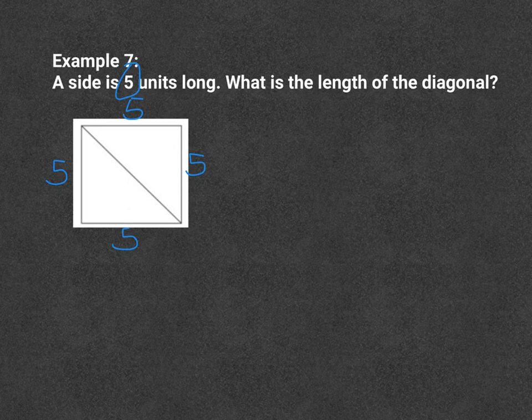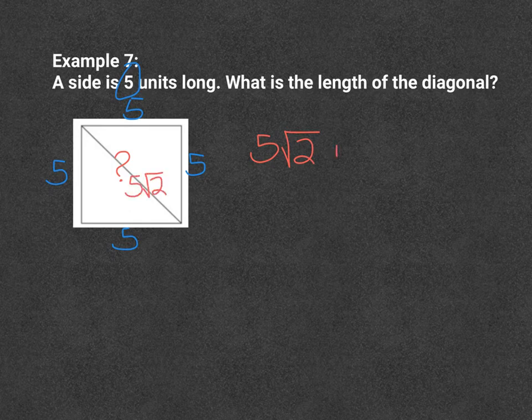So that means in order to find the diagonal, which is my hypotenuse, I'm going from leg to hypotenuse. That means I'm going to take my leg and multiply it by root 2. So my leg is 5. I'm going to multiply it by root 2. So that means my diagonal is 5 root 2 units long.